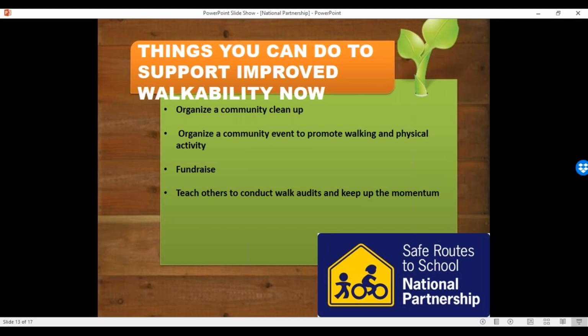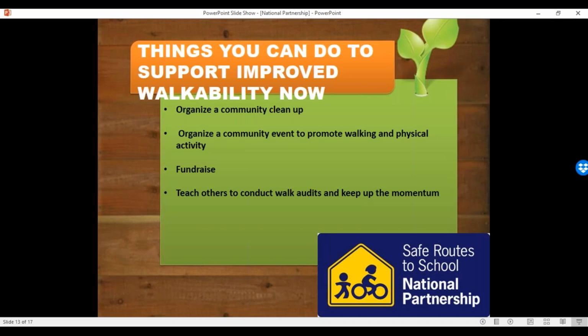This could be a walk to school day event or a family bike night, or perhaps a reoccurring activity like a walking group. Fundraise. Check with your local planning or public works staff about policies around community fundraising and donations. Teach others to conduct walk audits and keep up the momentum. Share the tools and resources you used with other community members and encourage them to organize walk audits around their school and their neighborhood.